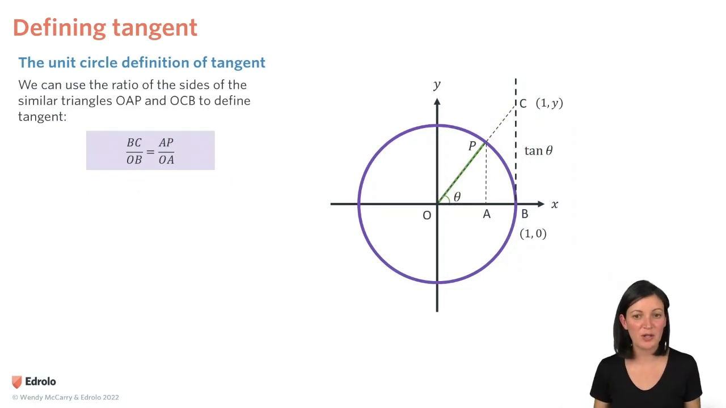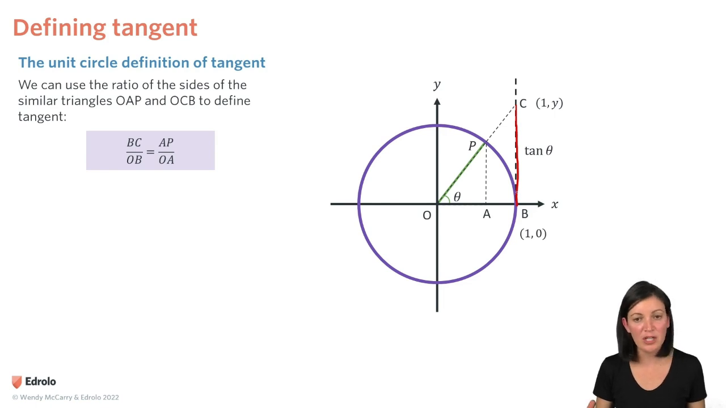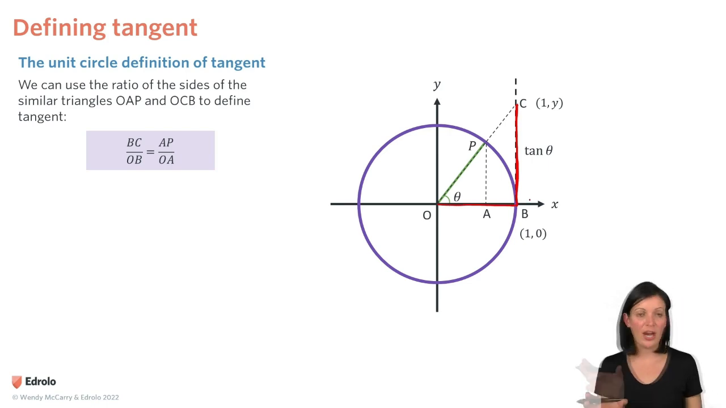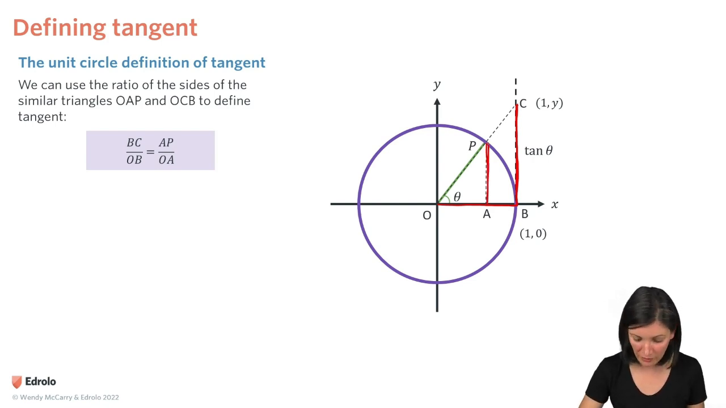Okay, so another way we could look at this or find our definition of tangent here is, like we've said, this length here is the tan of theta, and we're going to use ratios of the sides of similar triangles to get our definition. So if we look at the length of BC over OB, that base there, that would be equal to the length of AP over OA, which would just be that short bottom of that right angle triangle there. So let's fill in some things here.